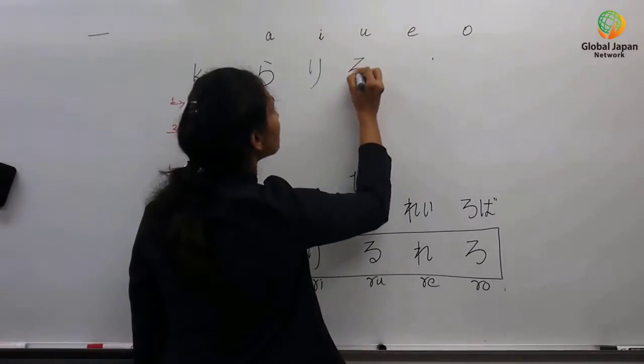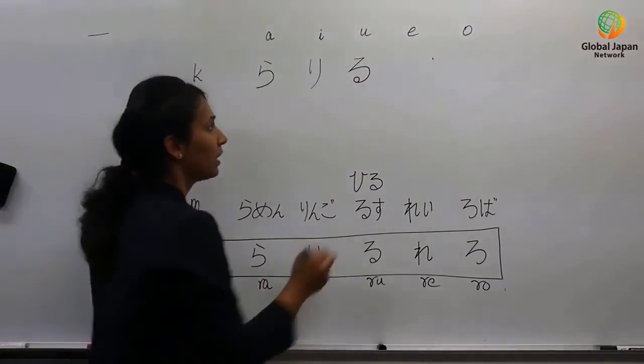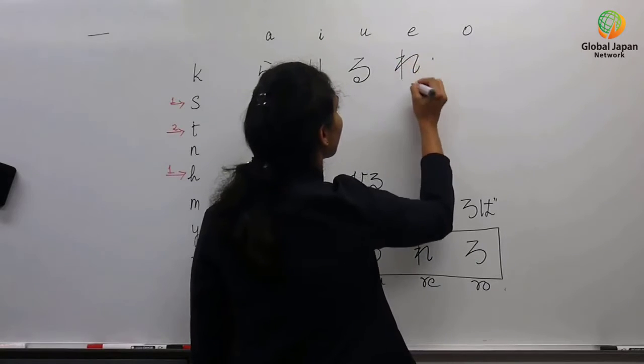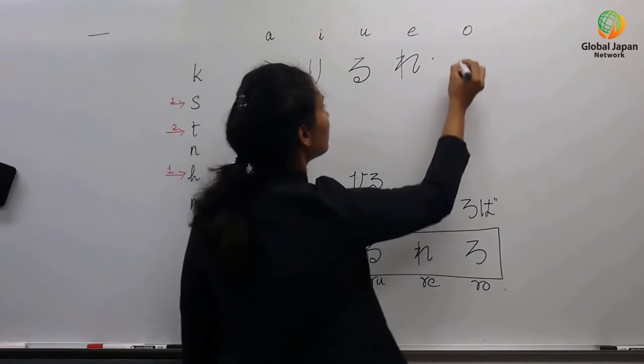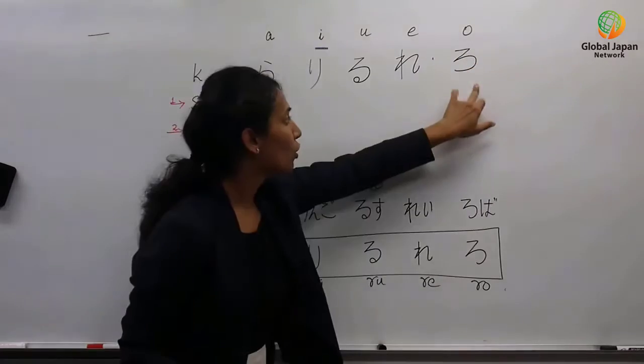Ru is a 3 with a curl below. Re. Outward curl, it comes here. And ro is this 3 without the curl.